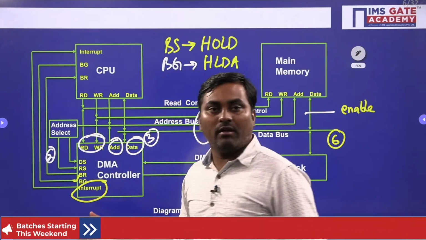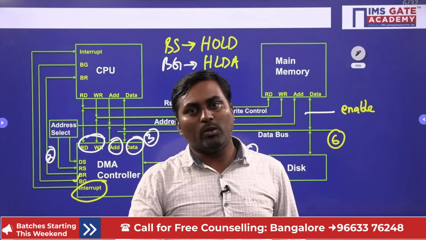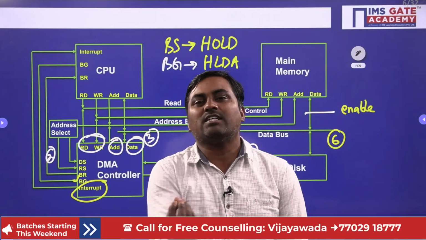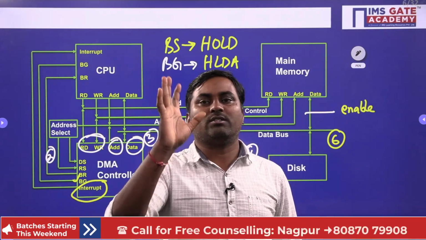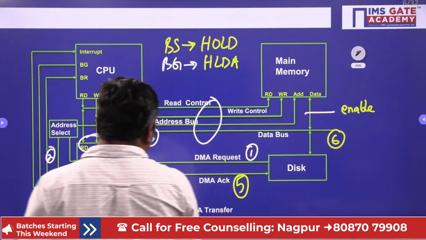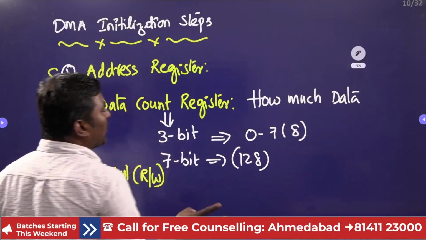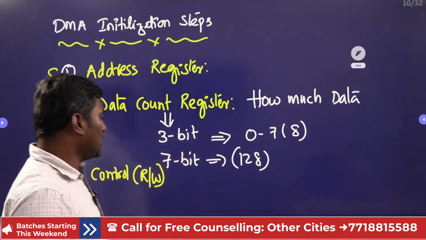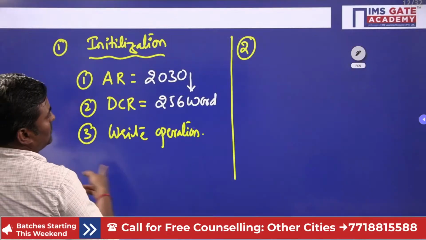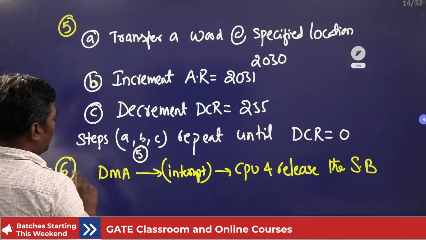This can happen under 3 modes. Whatever mode you are using, suppose you are working with cycle stealing mode: you transfer one word, interrupt the CPU, release the system bus. If you are running with block transfer, you transfer one block, release the system bus. If you are running with burst mode, you transfer the entire data, then release the system bus. That you need to understand here. Is this clear?